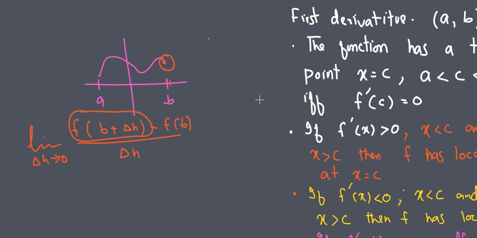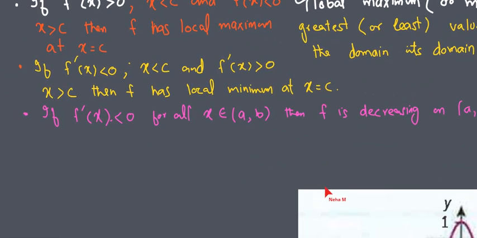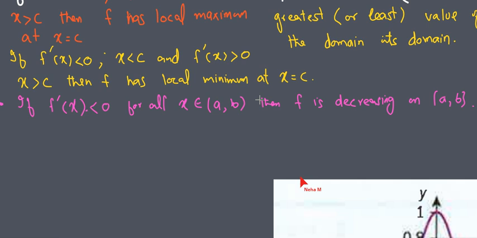Similarly, if I take delta h negative, I cannot calculate the derivative at the left point. Clear? So that's why whenever we are calculating the derivative, we are taking the open intervals. So, by the way, let's move to the main point that we were doing.